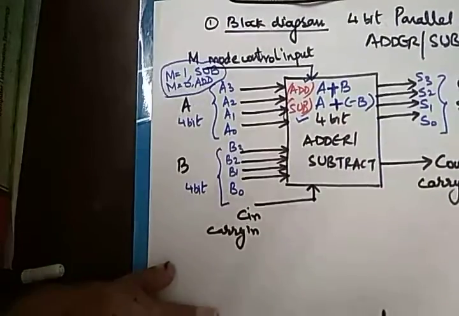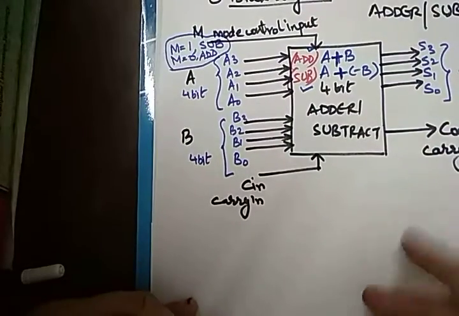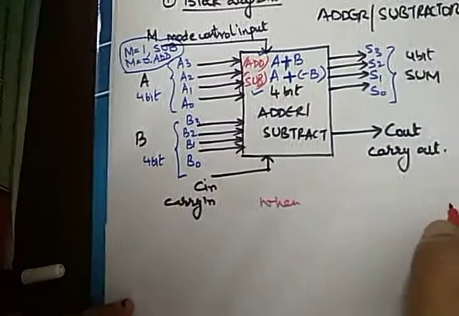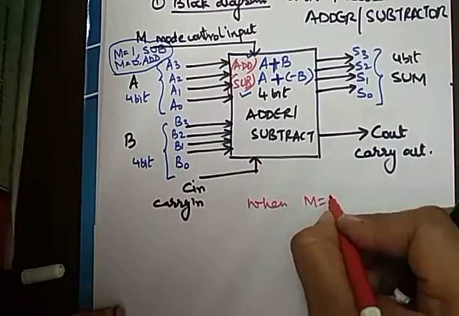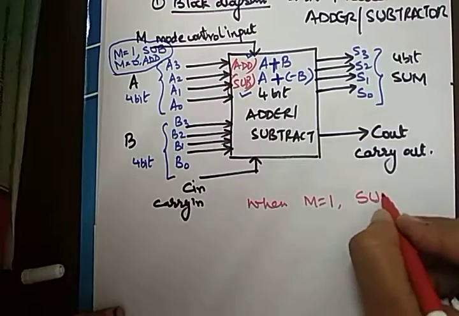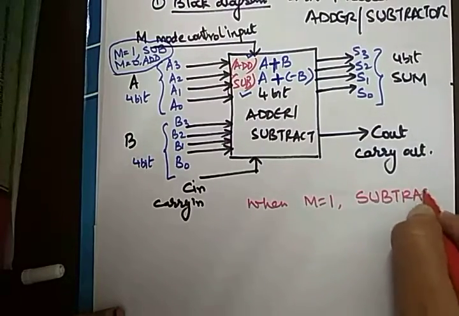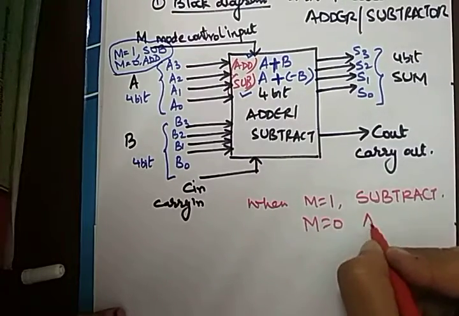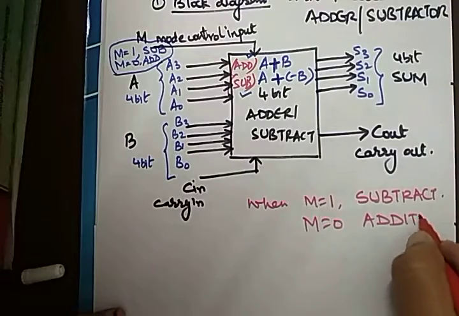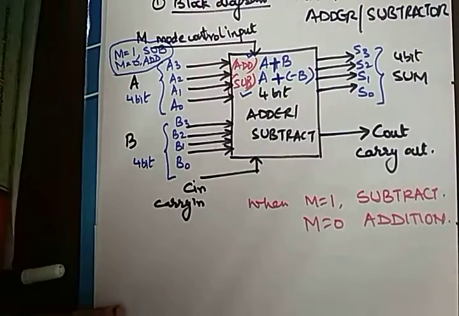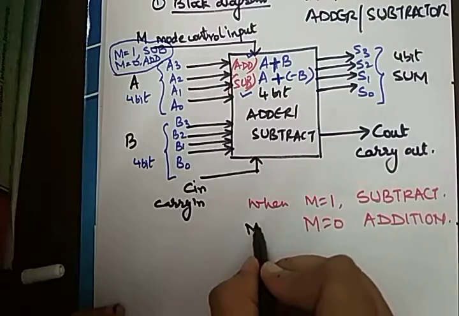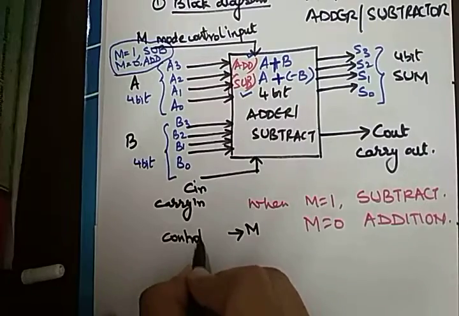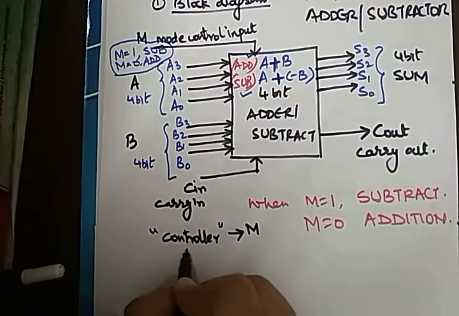One mode control input will be required to allow the circuit to function in two modes. So what are those two modes? We may write those modes as: when M is 1, the circuit performs the function of subtract, and when M is 0, the same circuit performs the function of addition. And this mode line M is coming from the circuit controller or the CPU.